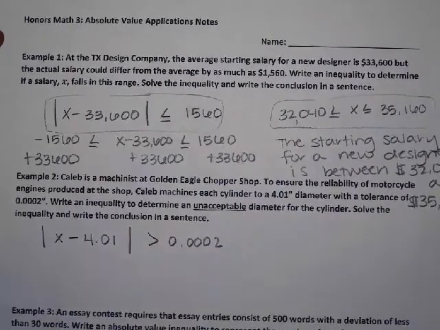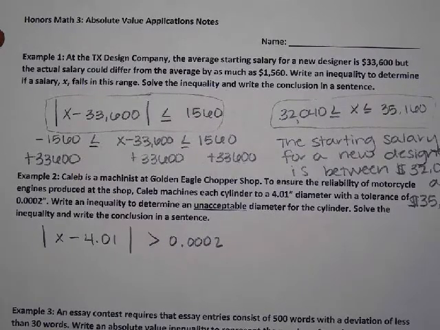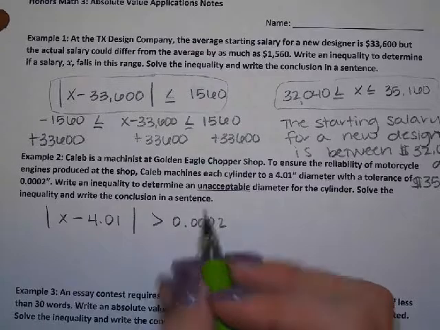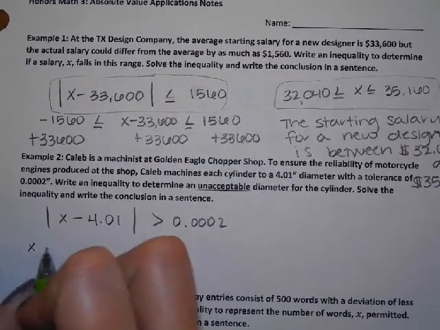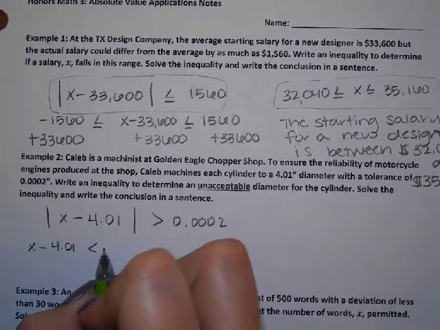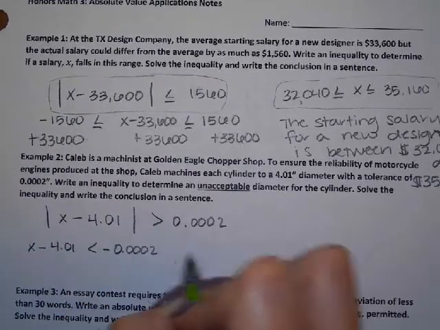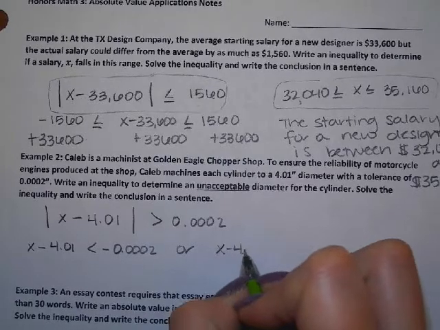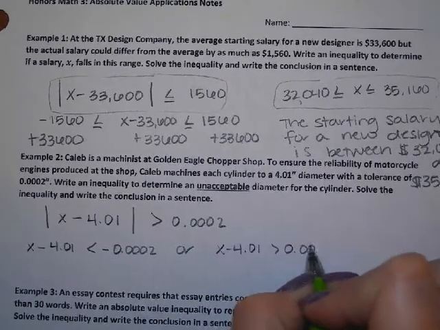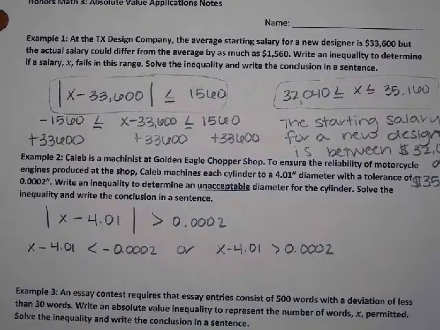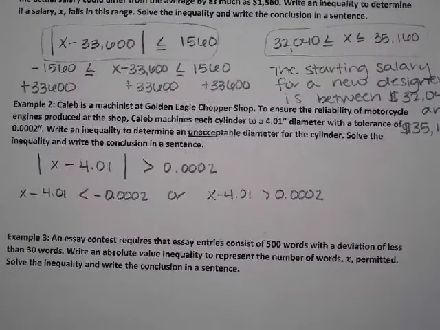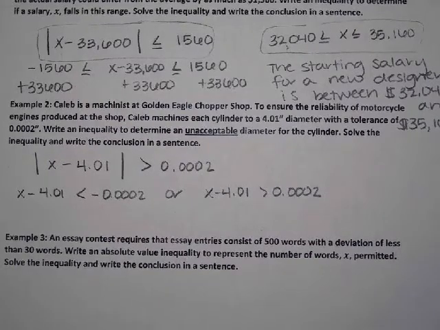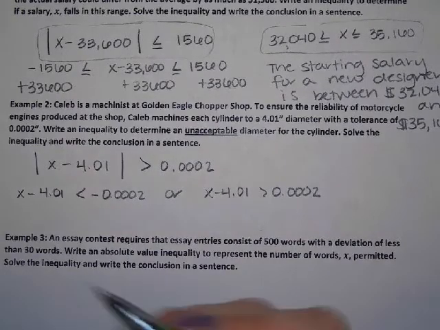Do you guys want to do it the 5th grade way or the Math 3 way? Math 3? Okay, so we're going to say x minus 4.01, and we're going to have them going opposite directions. Or x minus 4.01 is greater than 0.0002. So instead of saying we're sandwiched in between those numbers, we're saying we're going opposite directions. One less than, one greater than. Okay, and then what do I do next?